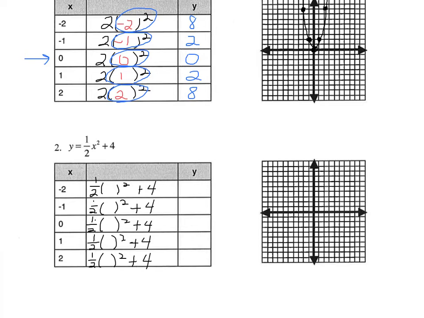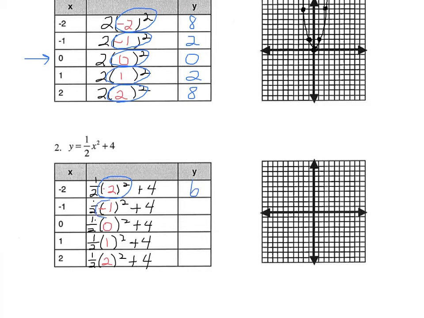And the numbers that we're going to plug in are the numbers that are in our x column. So -2, -1, 0, 1, and 2. Order of operations tells me to do exponents first. So I'm going to take -2 squared first, which is 4. Then I've got to take half of 4, which is 2. 2 plus 4 is 6. So my first y-coordinate is 6.